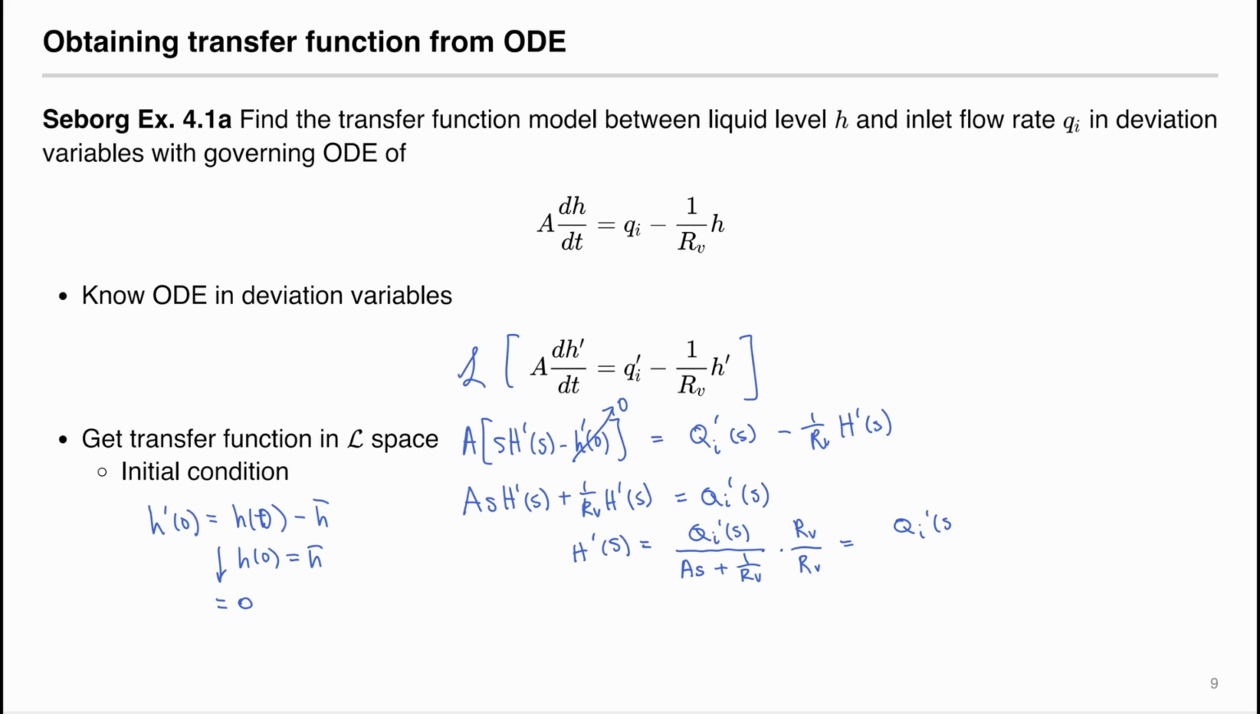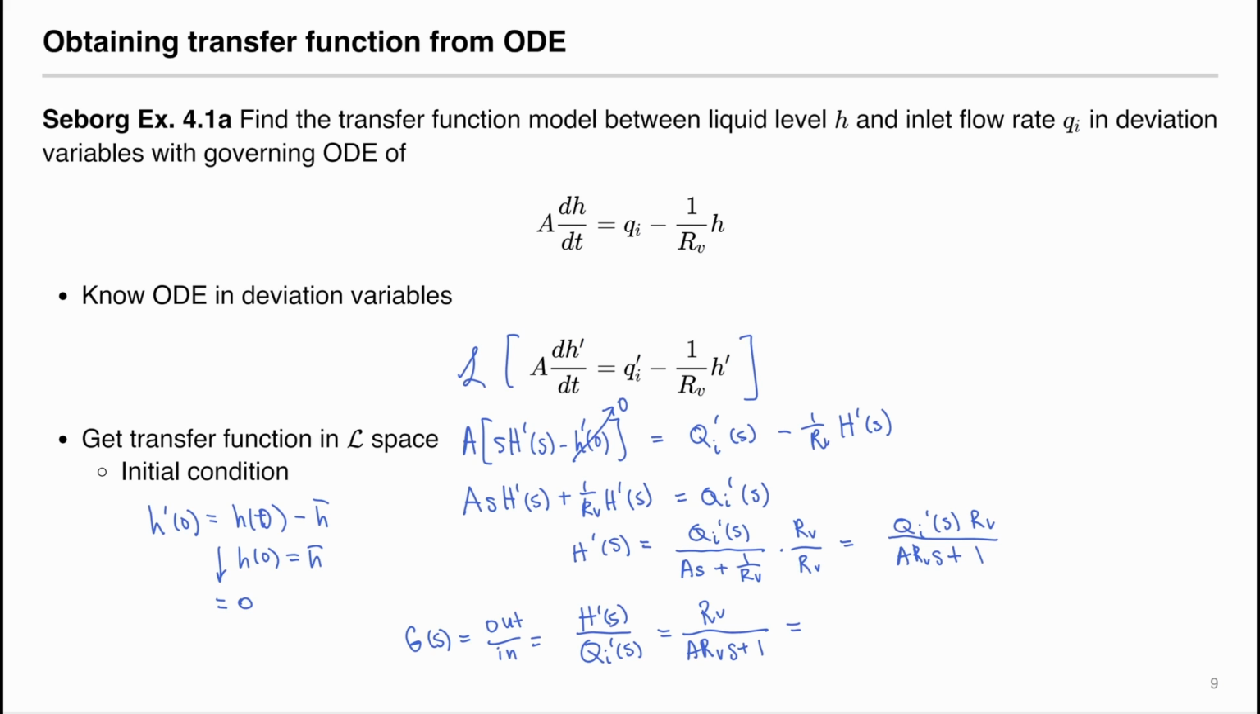Q of I R of V divided by A R of V S plus 1, and H of S is the output, Q of I is the input. We can divide both sides, so we have out divided by in, and that is the transfer function. For doing that, we have R of V divided by A R of V S plus 1.